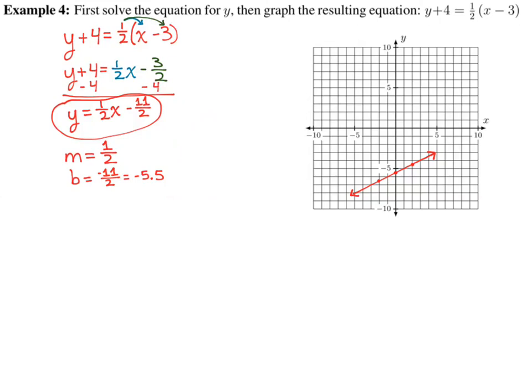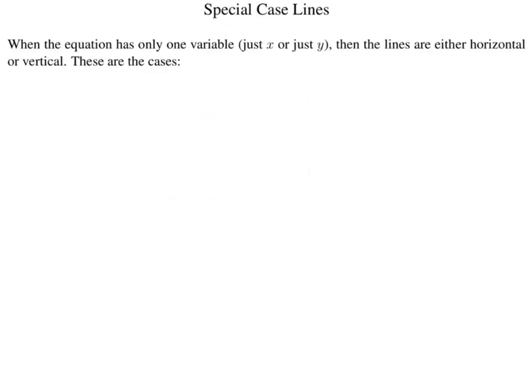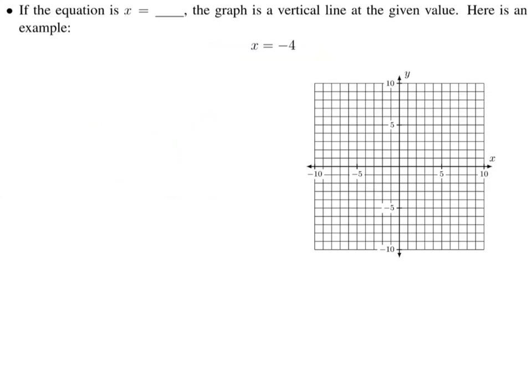Notice, though, something else I need you to try to take away today, which are these special case lines. If it's just one variable in the equation, they're horizontal or vertical lines. We've got a couple examples here. First of all, let's start with the line x equals negative 4. Now, there's a rule for it. In fact, it's actually already written on your notes, but just to help us out, it might be useful to think of what are some points where x equals negative 4.